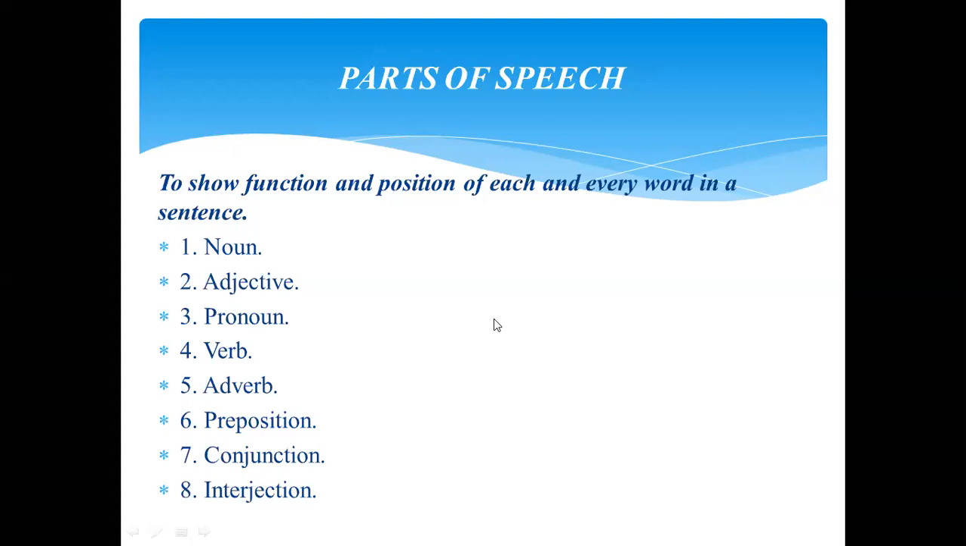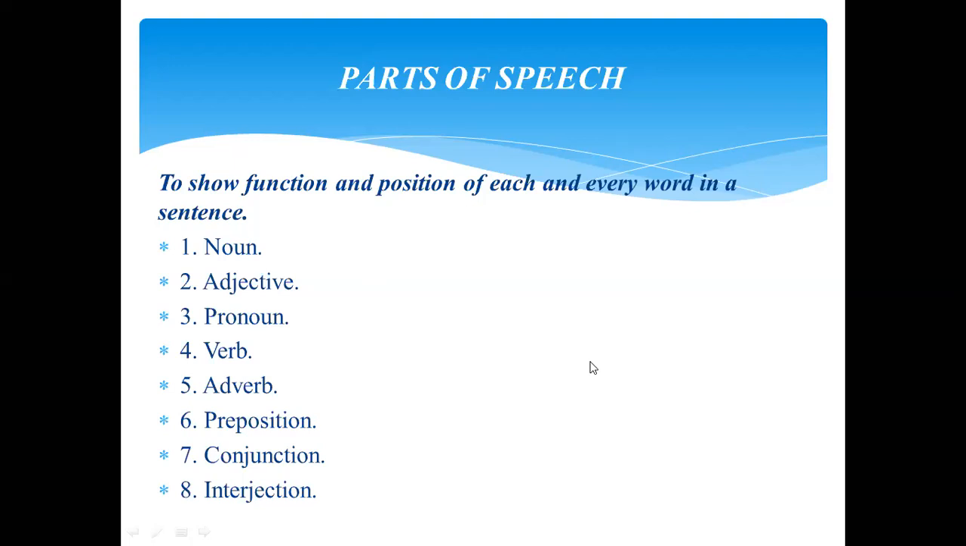That's why we learn parts of speech, in order to understand each and every word in a sentence, how to use them properly, why to use them properly, what's actually the function of that word and what is the position of that word. So that's why we've got parts of speech. Roughly 8 parts of speech are mentioned in Wren and Martin's book, and in other books you will find 9 parts of speech. One is the article, which we will cover in later classes. So let's start from this one.